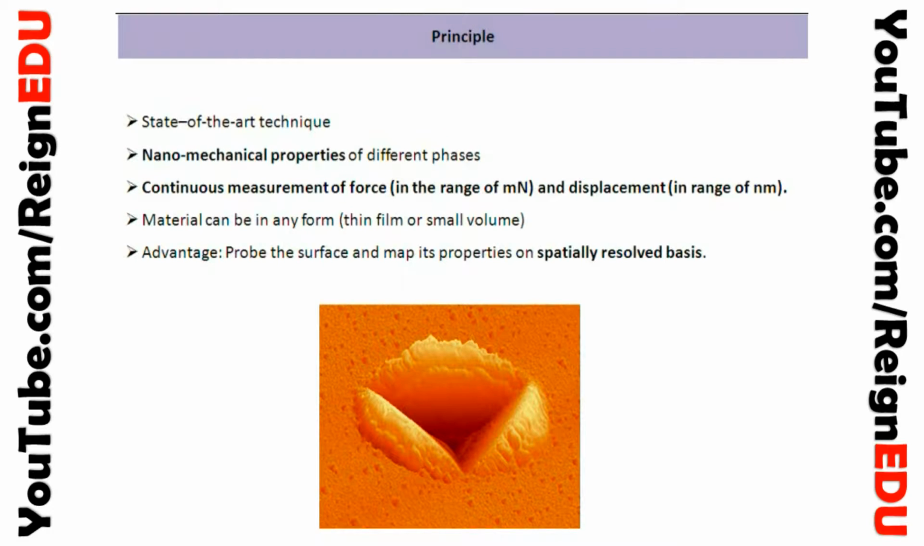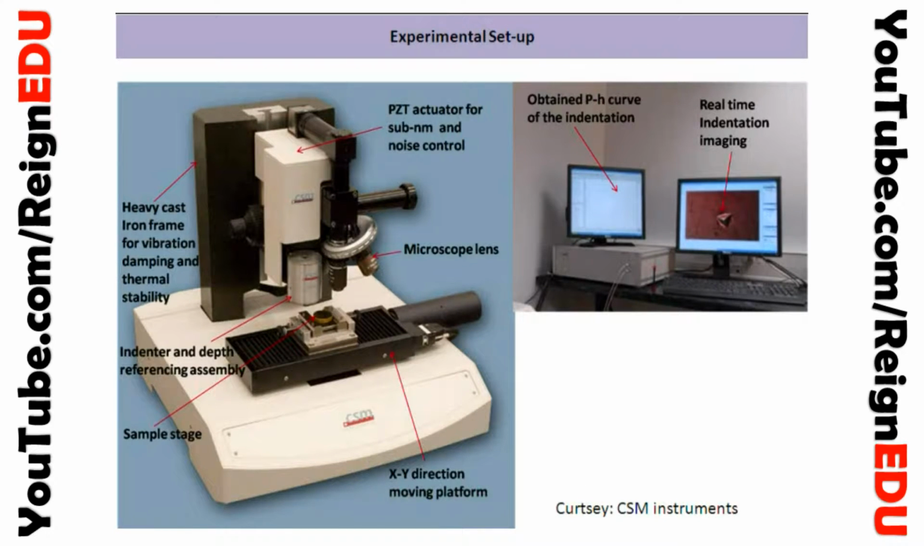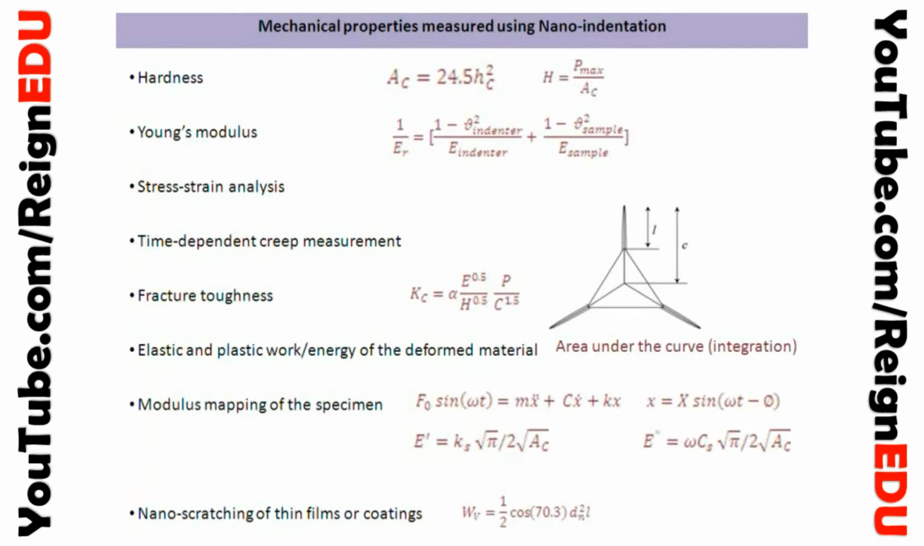Nano indentation is an alternative technique to measure the mechanical properties of various materials. We can apply this technique to a whole range of materials, from polymers to composites. This is the experimental setup of the instrumented nano indentation test.